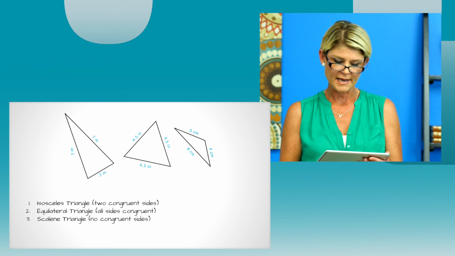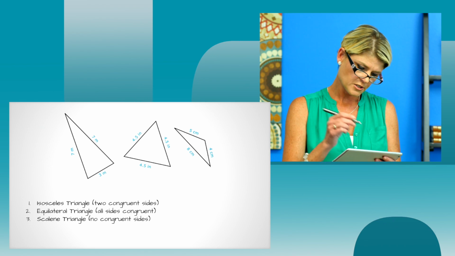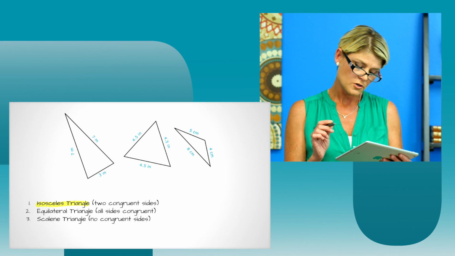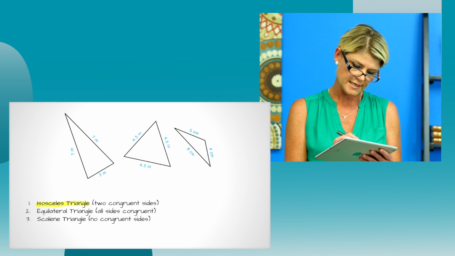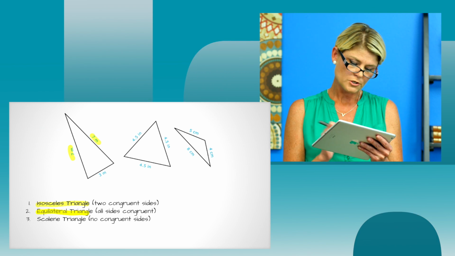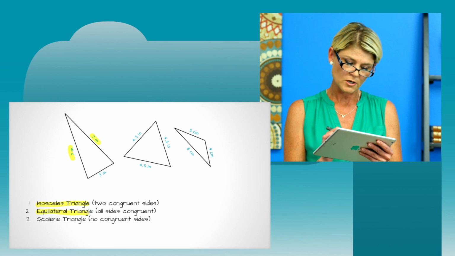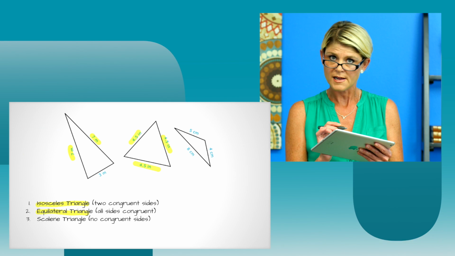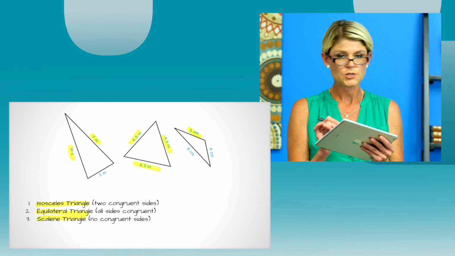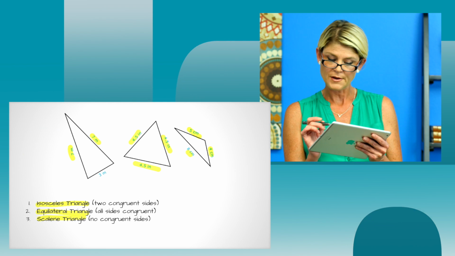All right, everyone, how did you do? Let's take a look at our answers here. Okay, number 1 was an isosceles triangle because it had 2 congruent sides, 7 and 7. Number 2 was an equilateral triangle because all 3 sides were the same, 4.5 inches. And number 3 was a scalene triangle because it had no congruent sides, 5, 4, 8 centimeters.